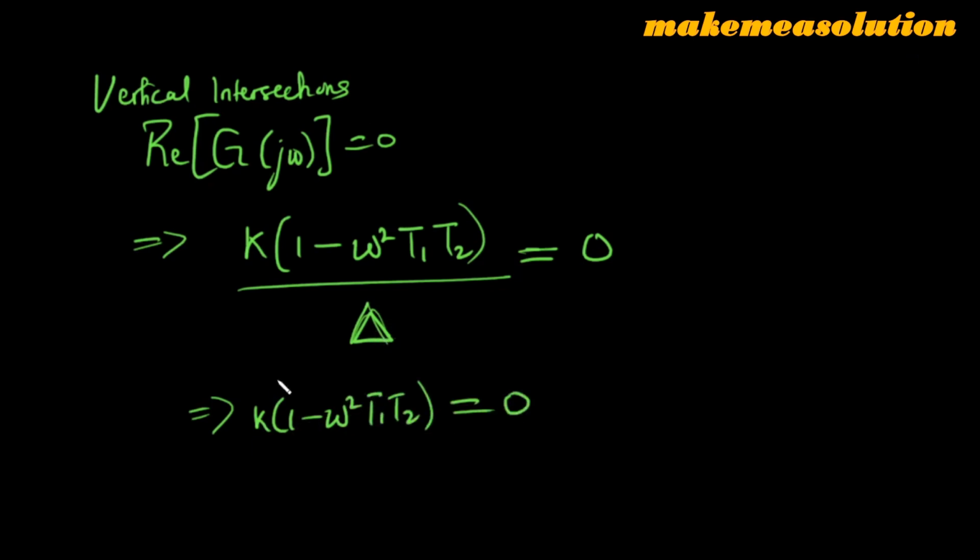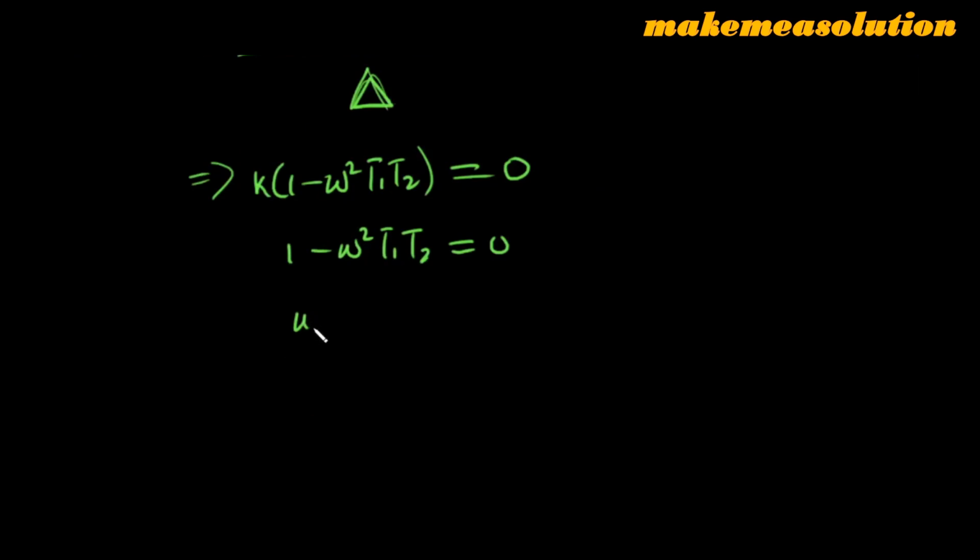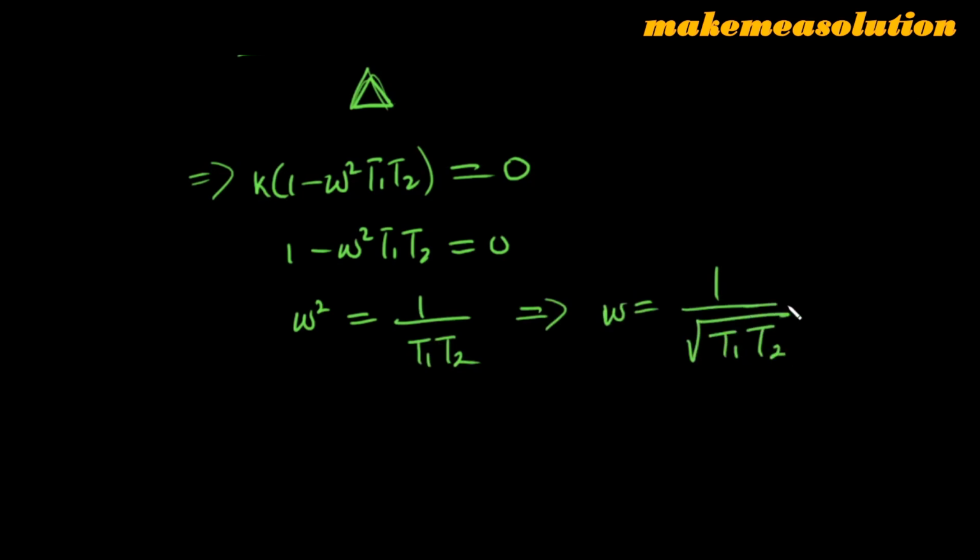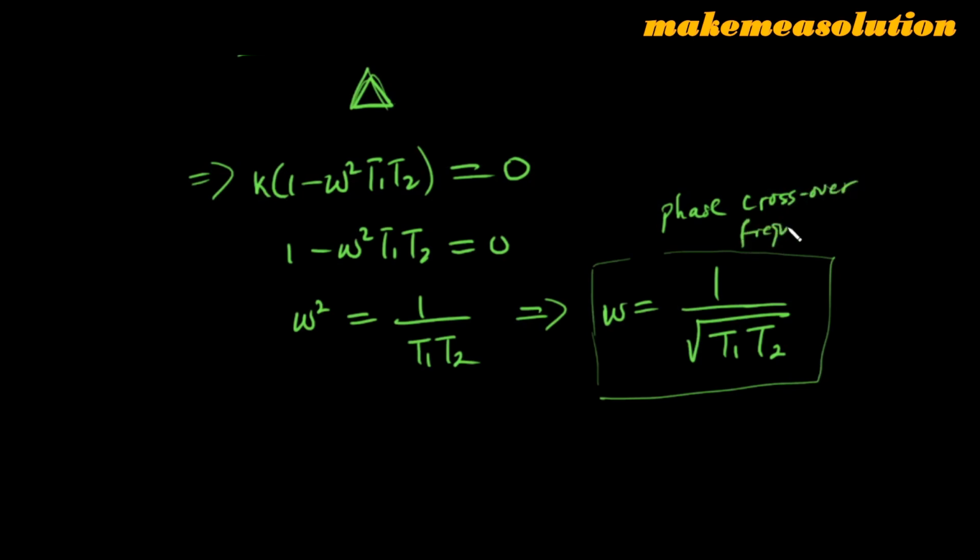So eventually, if you divide through by K, you have 1 minus omega square t1 t2 is equal to 0. So this implies that what? Omega square is equal to 1 divided by t1 t2, then implies further that omega is going to be 1 divided by the square root of t1 t2. So the frequency at the point of vertical intersection is 1 divided by the square root of t1 t2. This frequency is very, very important, and this frequency is called phase crossover frequency.